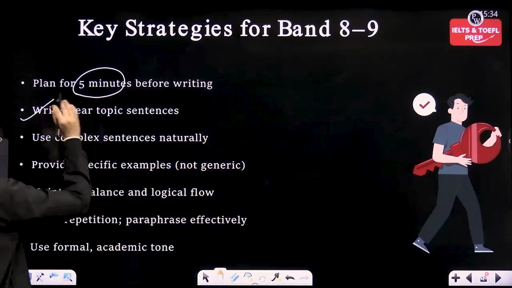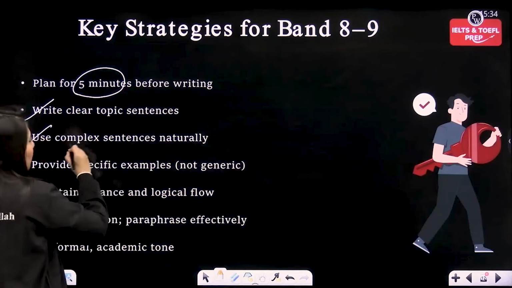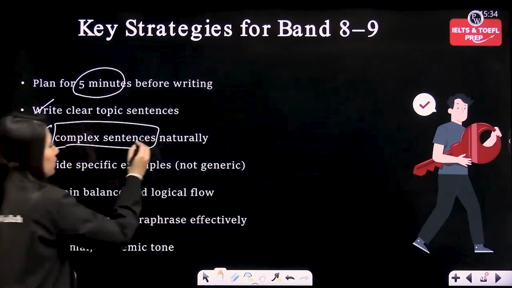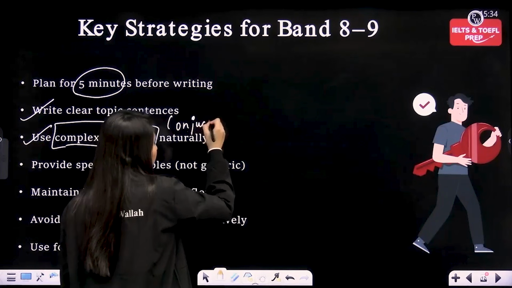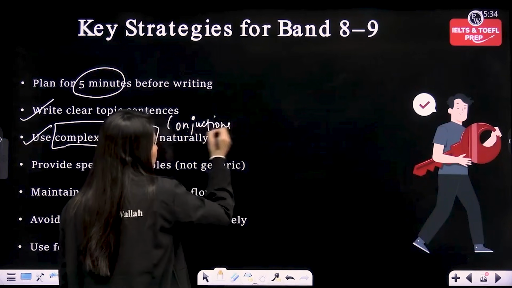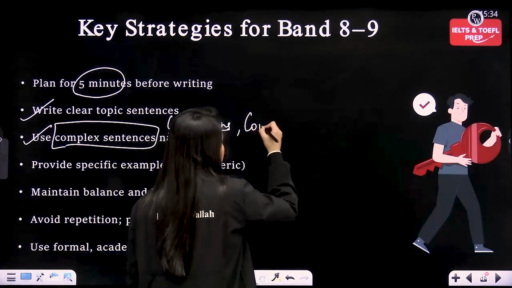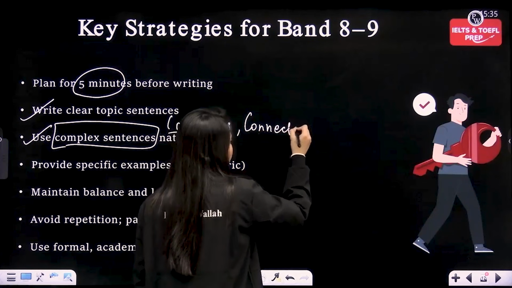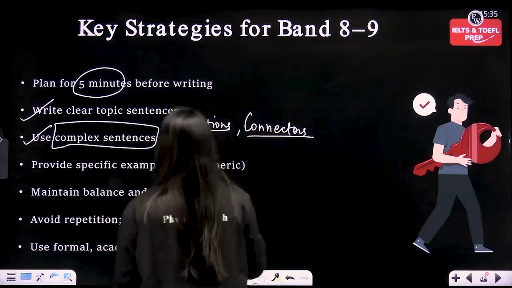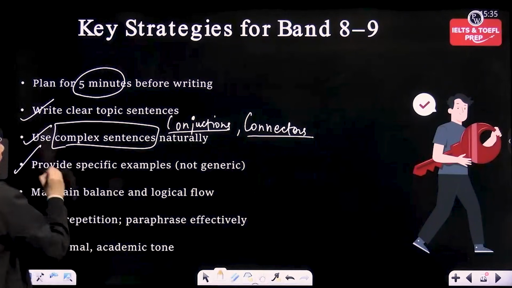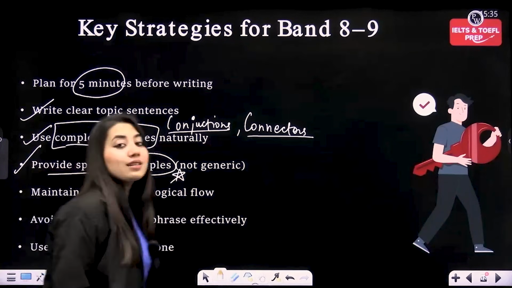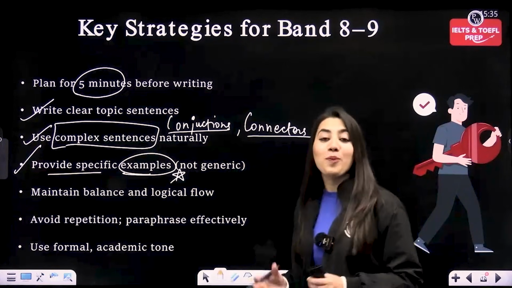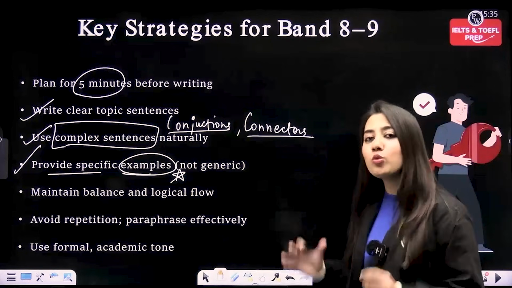Write clear topic sentences. Use complex structures. When I say complex structures, you need to use conjunctions. Okay? Use conjunctions, use connectors all the time while writing. Never ever skip. Now provide specific examples. Always provide examples to support your point, to support your viewpoint.